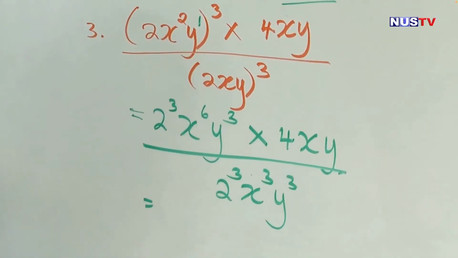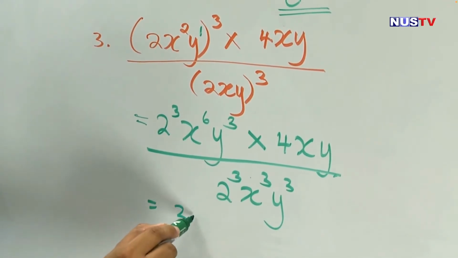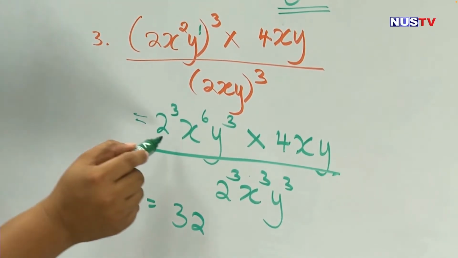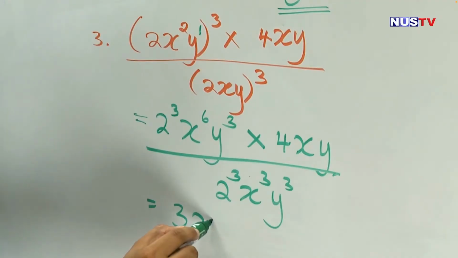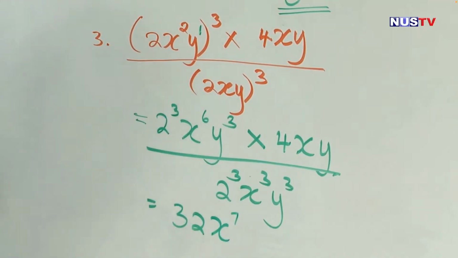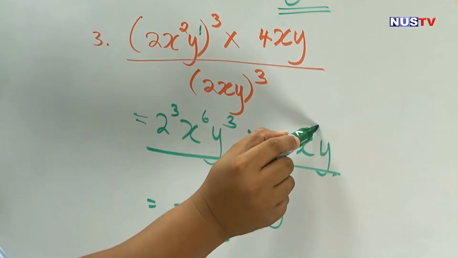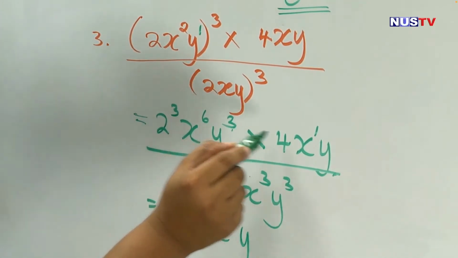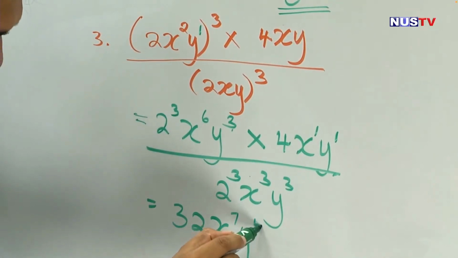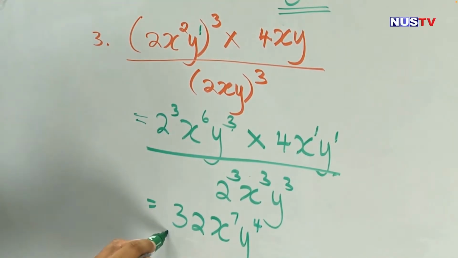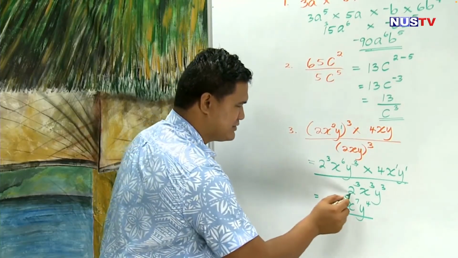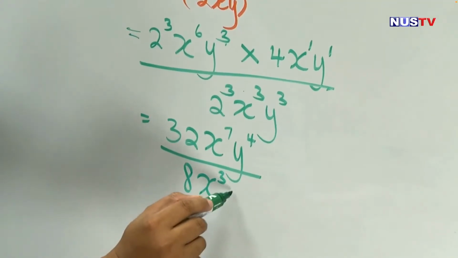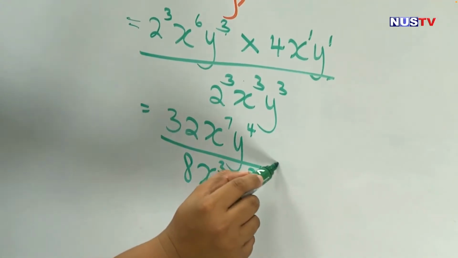8 multiplied by 4 will be 32. So 4 times 8 is equal to 32. x to the power of 6 times x here will be x to the power of 7, because 6 plus 1 is equal to 7. And then y to the power of 3 plus 1 here will be y to the power of 4. All of that will be divided by 2 to the power of 3, which is 8, x to the power of 3, and y to the power of 3.